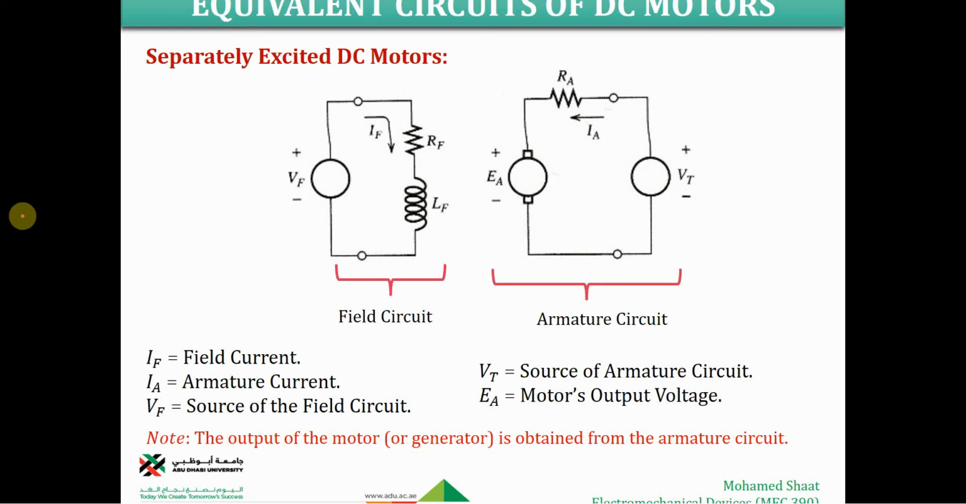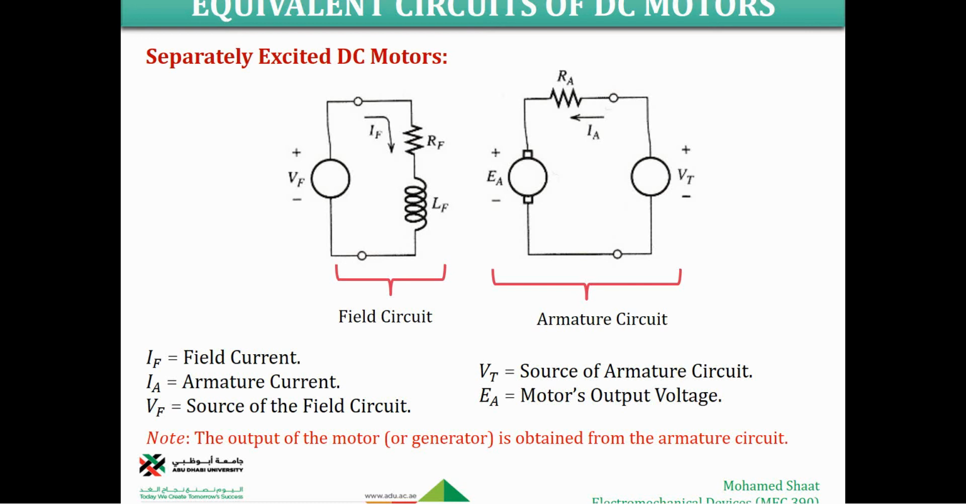So according to these 2 videos that we just watched, any electrical motor or even generator in general should consist mainly of 2 electrical circuits. One of them is commonly known as the field circuit, which is related to the field windings as we mentioned before, and the other one is the armature circuit, which is related to the armature windings.